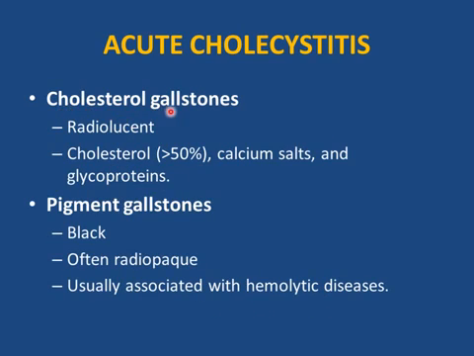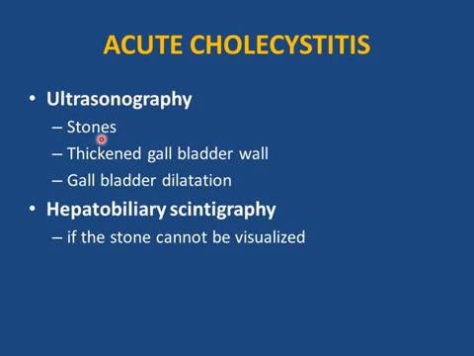Two common types of gallstones: the cholesterol stone and the pigment gallstone. Cholesterol stone is radiolucent. It has cholesterol, calcium salts, and glycoprotein. The pigment gallstone is black, often radiopaque, usually associated with hemolytic diseases. Ultrasound may show the stones. Also, ultrasound may show a thickened gallbladder wall and gallbladder dilation. Hepatobiliary scintigraphy is indicated if the stone cannot be visualized.